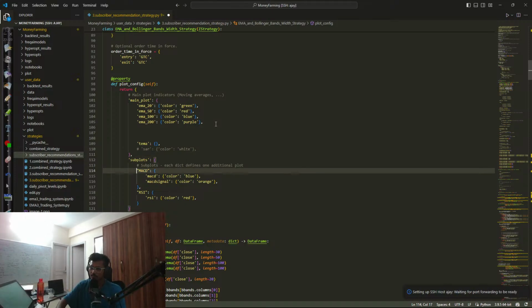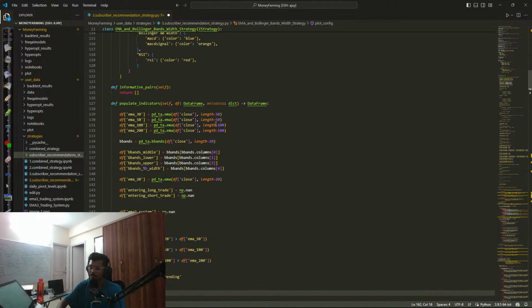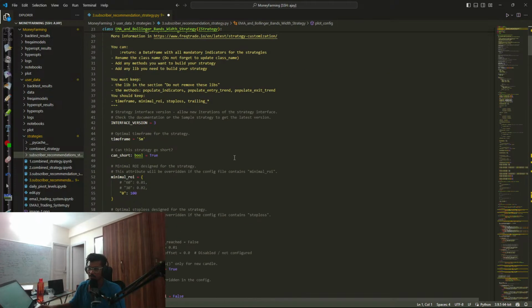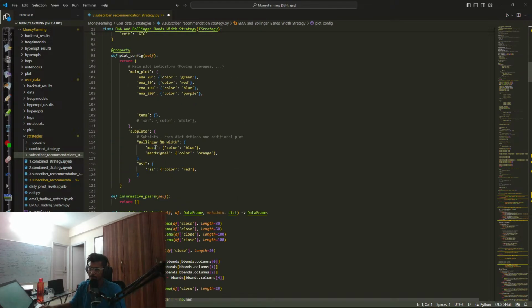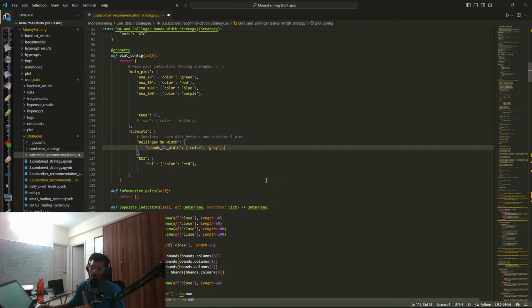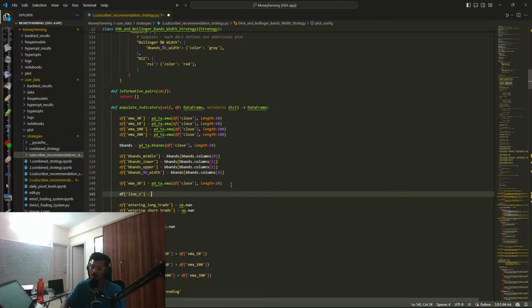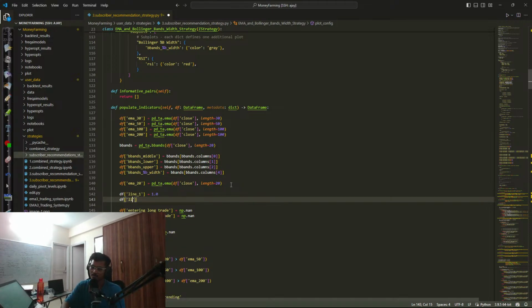I do want the subplot to be Bollinger Bands percentage B width. Okay, so here I want B bands percentage B width, color should be gray, and I want two lines as well, 1 and 100. So line 1 and line 0.